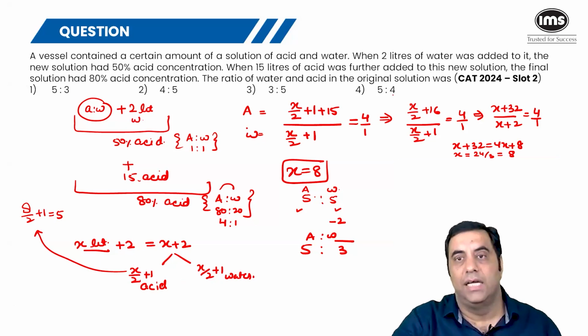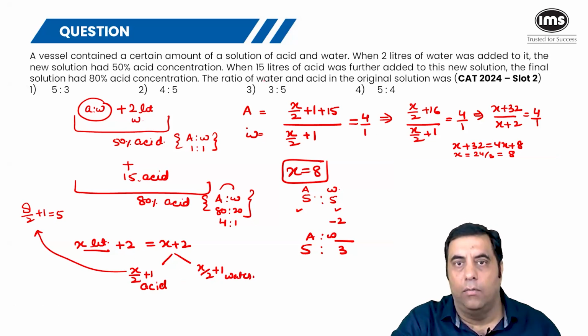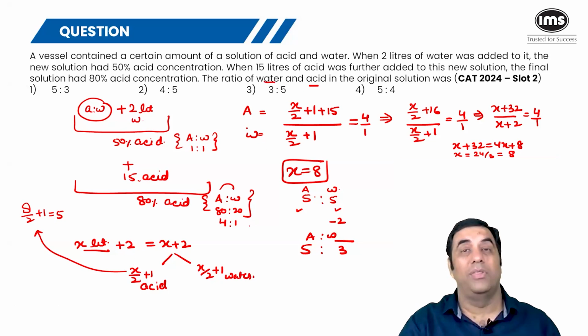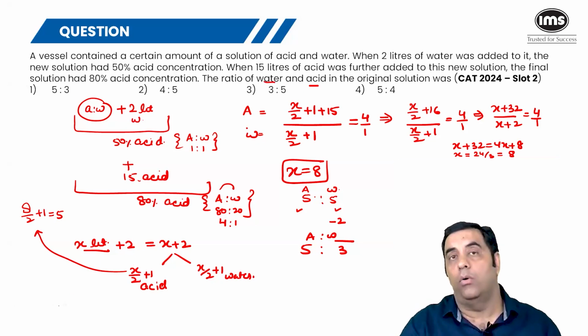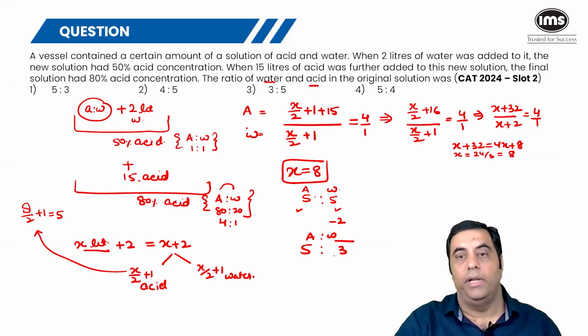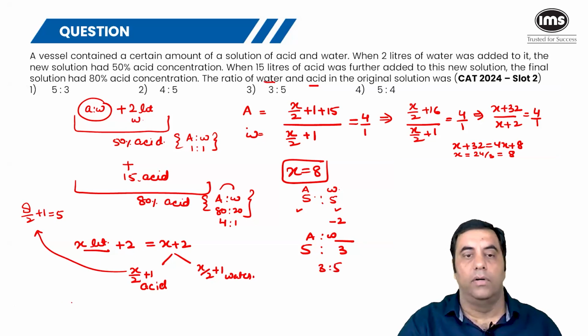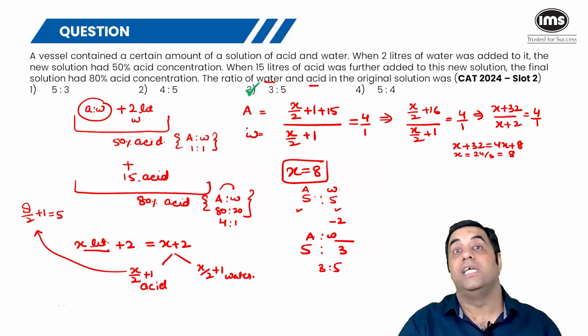But the question says that you are supposed to calculate water to acid. So we need to keep an eye on that also, what exactly they're talking about. So therefore, water to acid in this question will be the reverse of that, which is 3:5. Right? So this is how you have to solve this question, and we have to get the answer. This question could have been done using the allegation also in the reverse order, but this method is going to be slightly better.